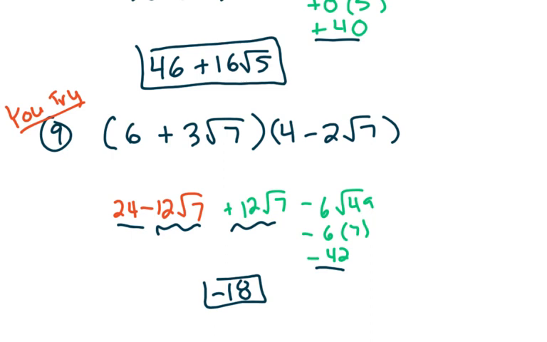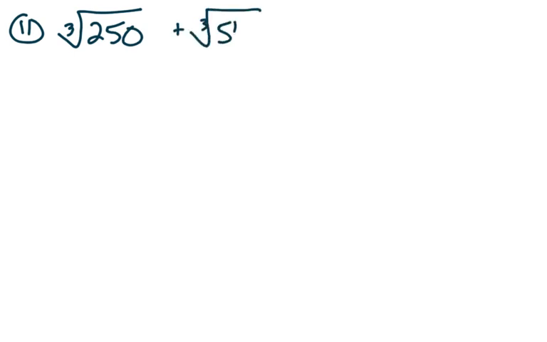All right, let's try adding and subtracting. So the cube root of 250 plus the cube root of 54 minus the cube root of 16. All right, now we cannot add and subtract unless what is inside the radical is the same. So currently, all of these are not the same, so we can't add them.